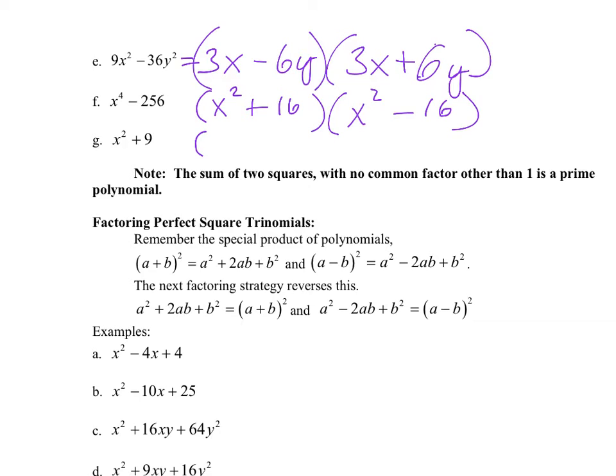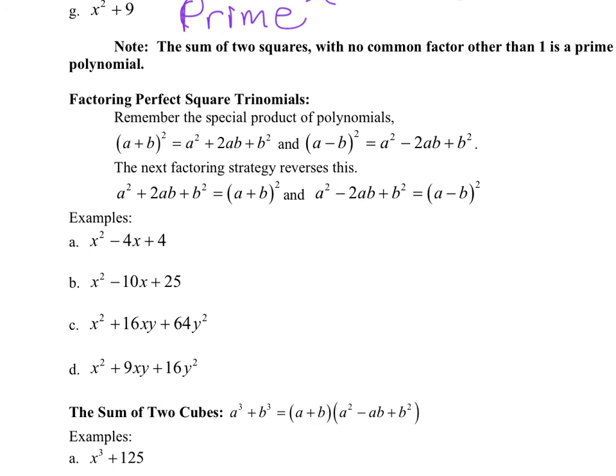Whoops, whoa, hold the phone. It's a plus, it's not a minus. So this does not work. This actually is prime. The sum of two squares with no common factor other than 1 is a prime polynomial. That's what we just did.